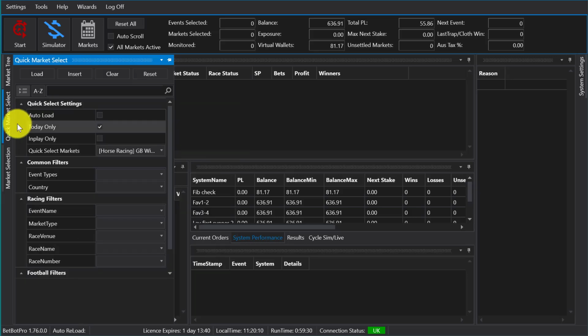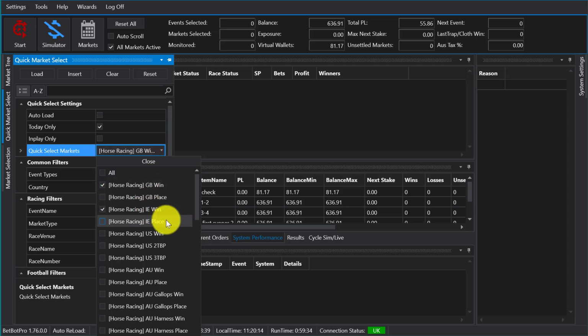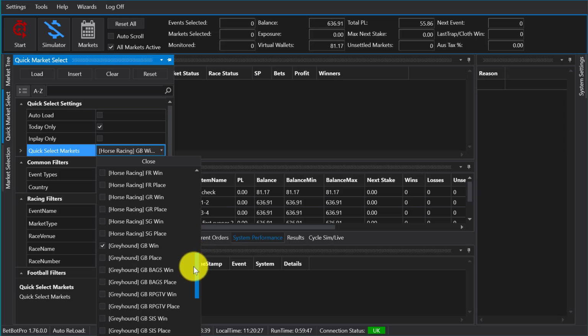The easiest and quickest for most people is the Quick Market Select, and I can just go horse racing Great Britain and horse racing Ireland. There are also US, Australian, New Zealand, South African, French, Singapore, all sorts of other markets. There's greyhound markets for Australia and England as well. A few soccer markets down the bottom there as well, over and underscored.